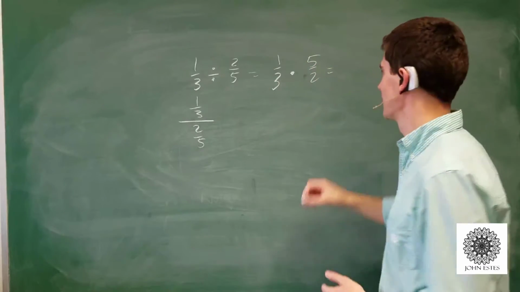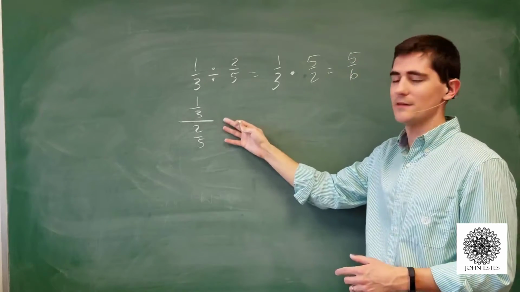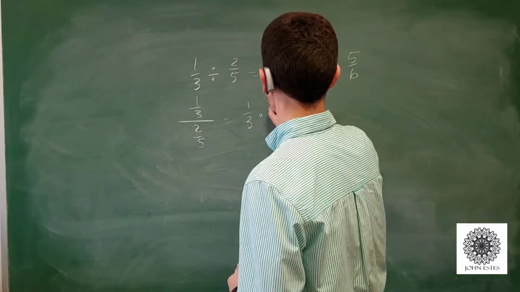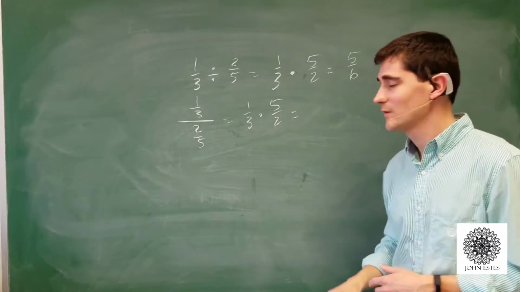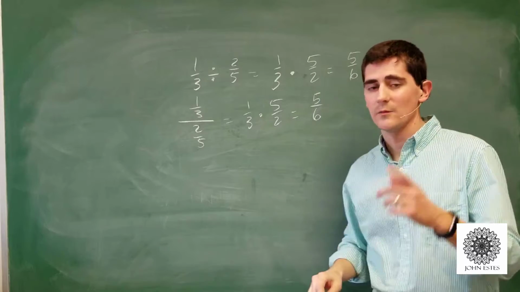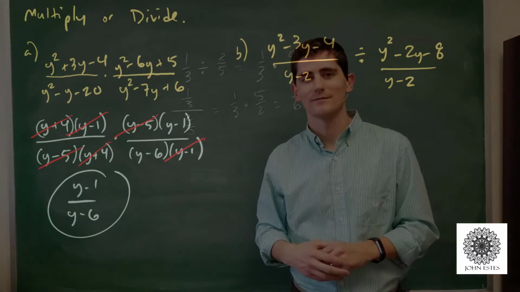Once we have multiplication, it's pretty straightforward. I have 5/6. This is the exact same thing. Dividing by a fraction is the same as multiplying by its reciprocal. So that's 1/3 times 5/2, which gives me 5/6. Now I'm going to show you how that works with rational expressions, and I hope it makes sense.